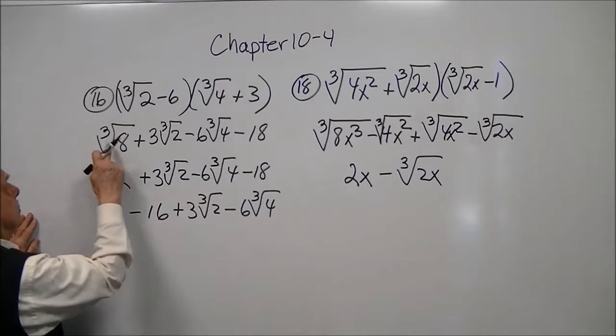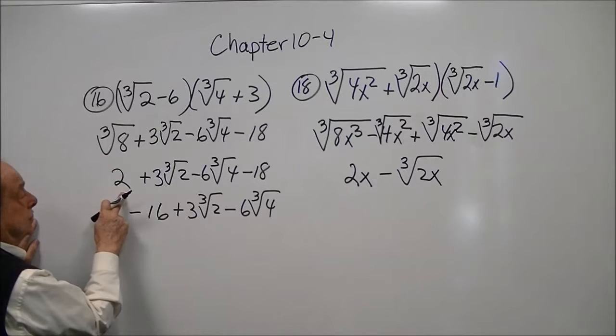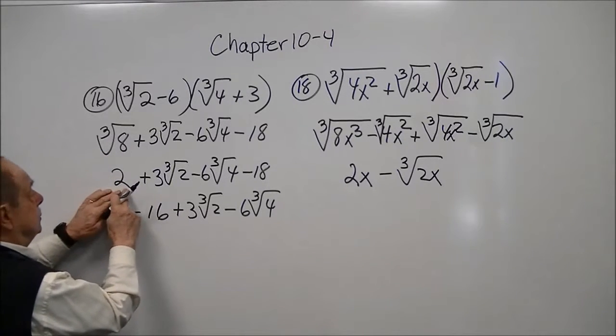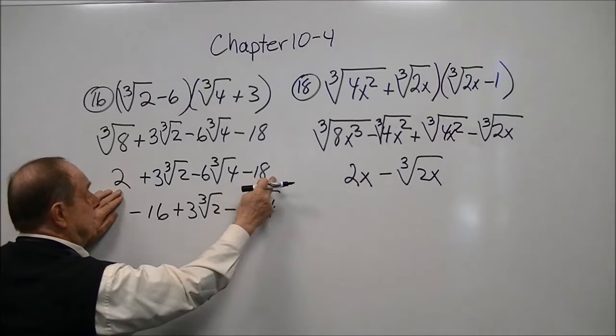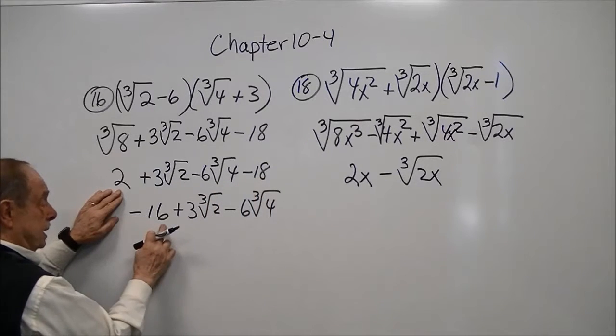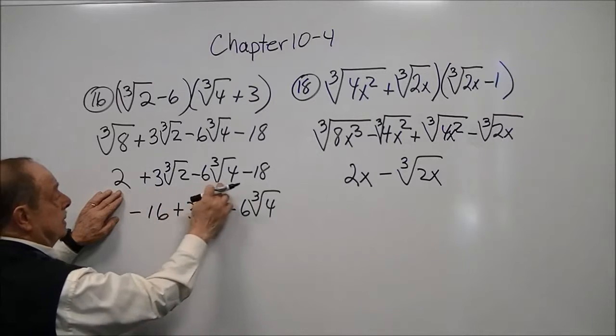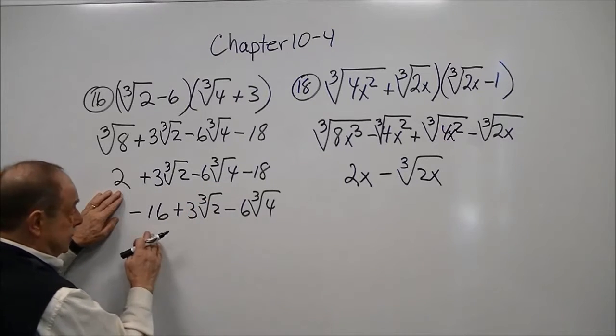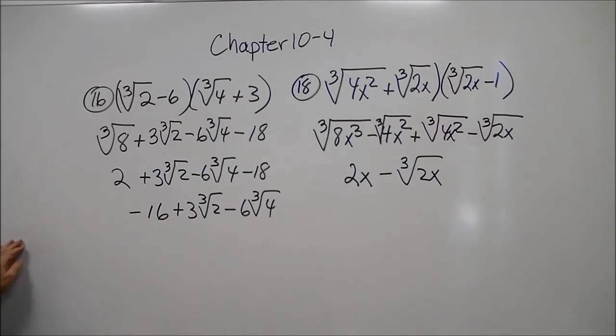Now the cube root of 8 is actually 2. So 2 and a negative 18 give you a negative 16. And then these are not like terms, so you just bring them down.